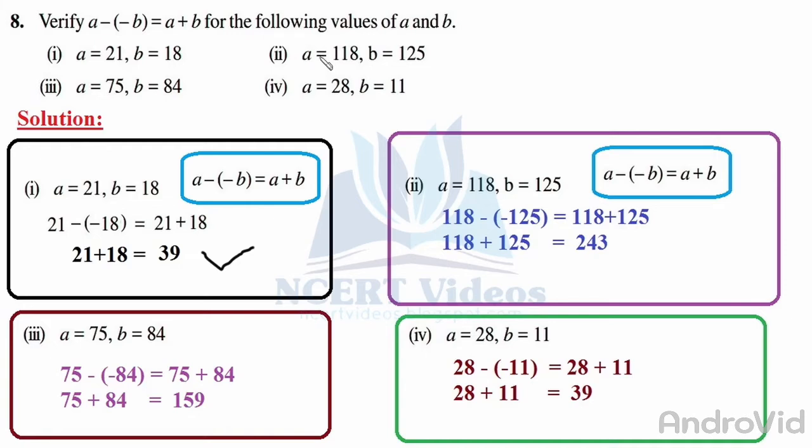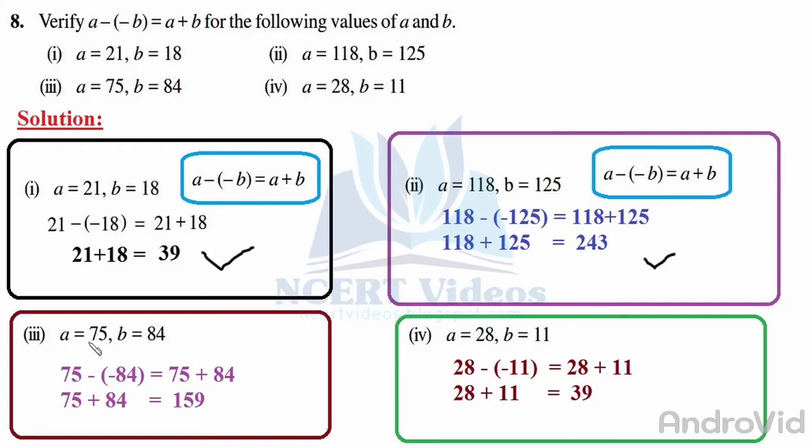Now doing the same thing here, a and b change only. Now putting a as 118 minus, and bracket start, minus as it is, and then b is 125, and on the right hand side just write 118 plus 125. Now solve it. Minus minus is plus. When you add it, it is 243. Left hand side equal to right hand side, therefore it is verified. You can add it. You have learned it in your previous class.